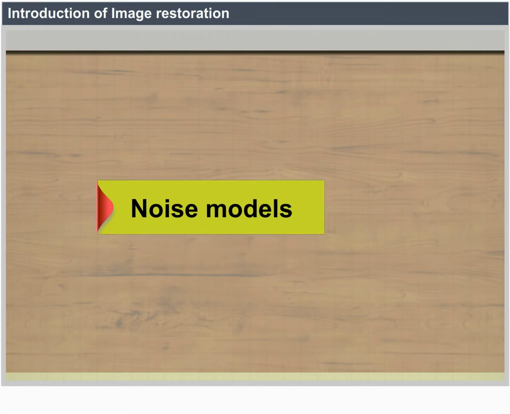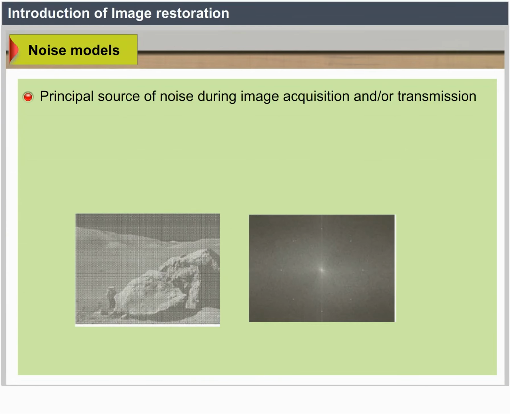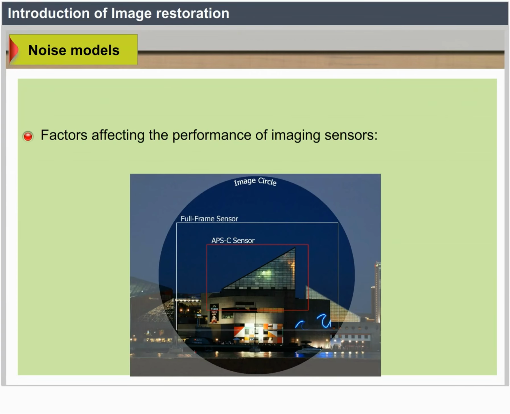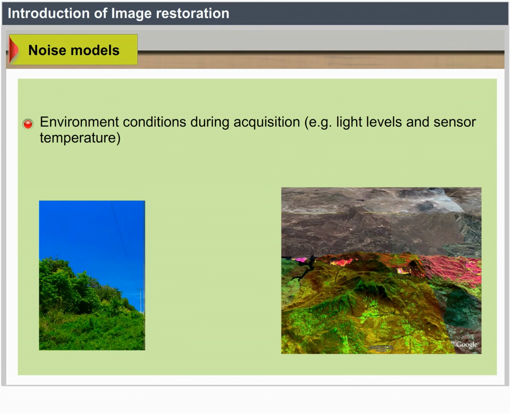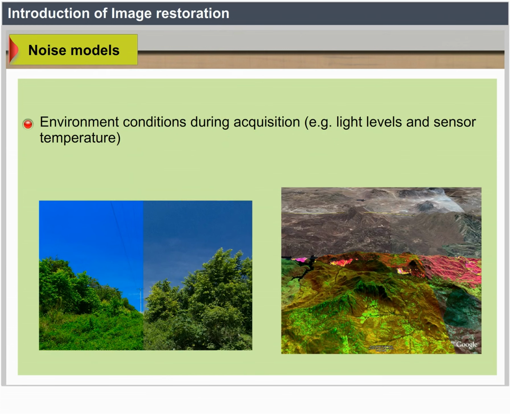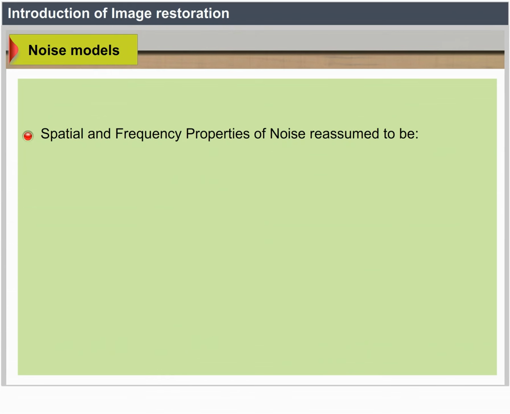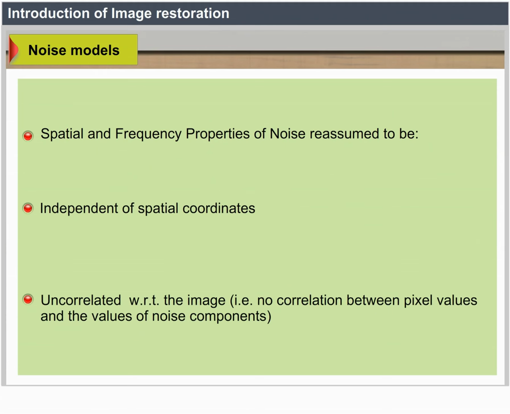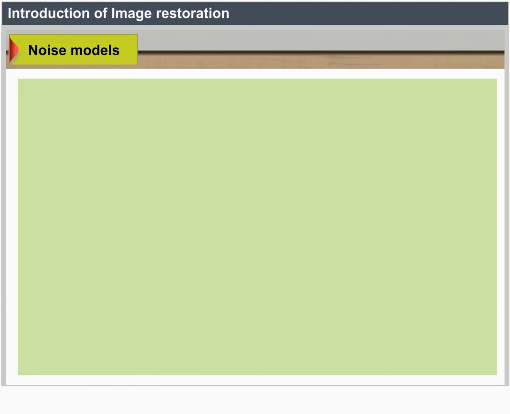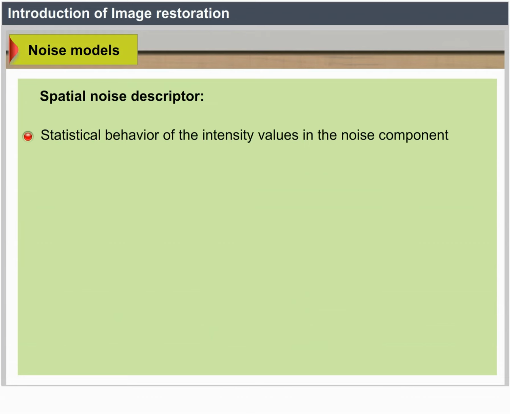Noise models. Principal sources of noise during image acquisition and/or transmission. Factors affecting the performance of imaging sensors: environment conditions during acquisition, that is, light levels and sensor temperature, and quality of the sensing elements. Spatial and frequency properties of noise will be assumed to be independent of spatial coordinates, and uncorrelated with respect to the image, with no correlation between pixel values and the values of noise components.